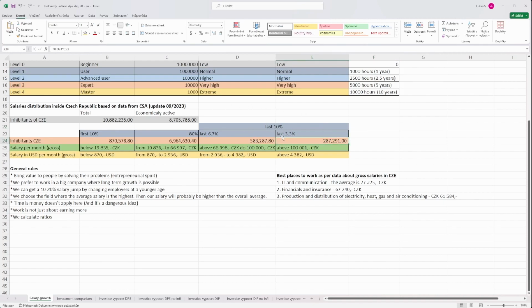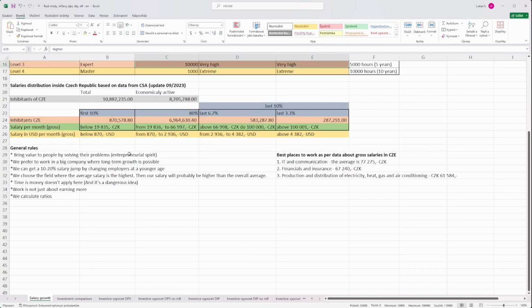So now when we know the distribution, it's clear that we have to be able to provide some value to get into, let's say, last 10%. And how can we do it? So there are some general rules. We have to bring value to people by solving their problems. It's so-called entrepreneurial spirit. And we prefer to work in big company where long-term growth is possible, because this company is usually able to earn a lot if it's in the proper area or business, which means it can share with you much more than, for example, some smaller company.